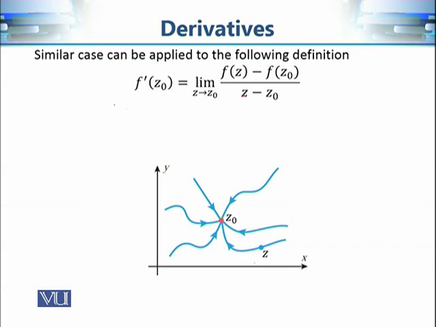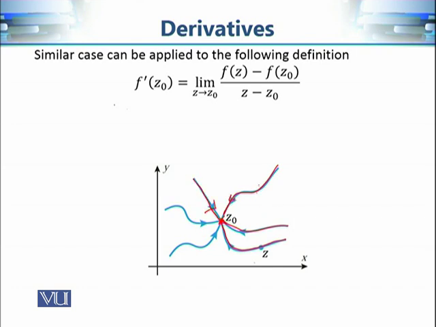So similarly for this definition, in this definition we have the limit as z approaches z0 of f of z minus f of z0 over z minus z0. So in this case, once again, z is approaching z0 and it can take any path to approach z0.